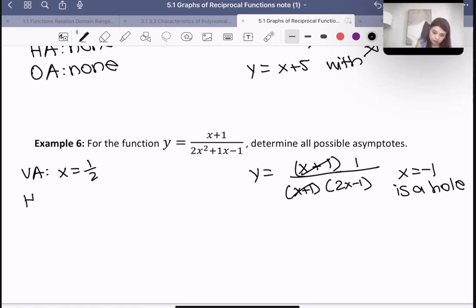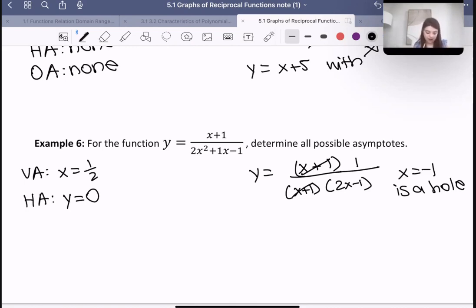As for horizontal asymptotes, there would be a horizontal asymptote at y equals 0 because the degree of the denominator is greater than the degree of the numerator. Even when we cancel the x plus 1 out, we still have 1 over 2x minus 1, which means our new degree in our numerator is 0, and our new degree in our denominator is 1. So we still have a greater degree in our denominator than we do in our numerator. And therefore, we have a horizontal asymptote at y equals 0.